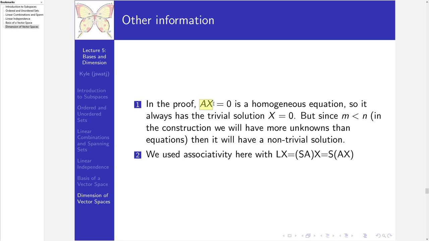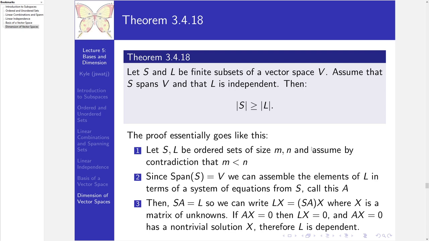The equation Ax equals 0 is homogeneous, so it always has the trivial solution, x equals 0. But since m is less than n, we have basically more unknowns than equations. We'll have a non-trivial solution. And then the other part of the question, we used associativity to rewrite this as S(Ax) instead of (SA)x. So yeah, that's basically the idea of this proof. This is not like a formal proof, but this is basically what he does.